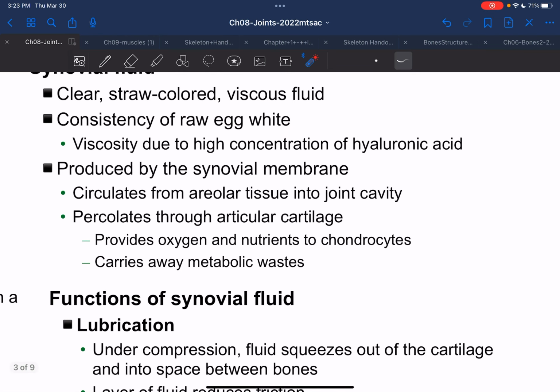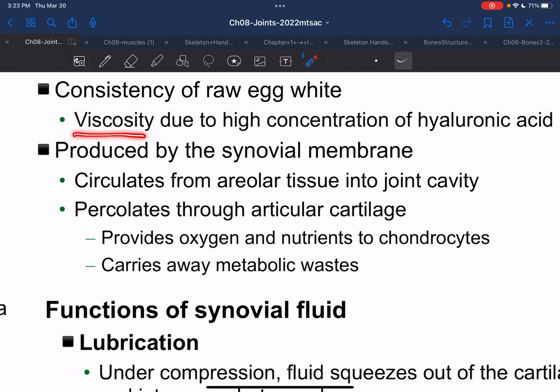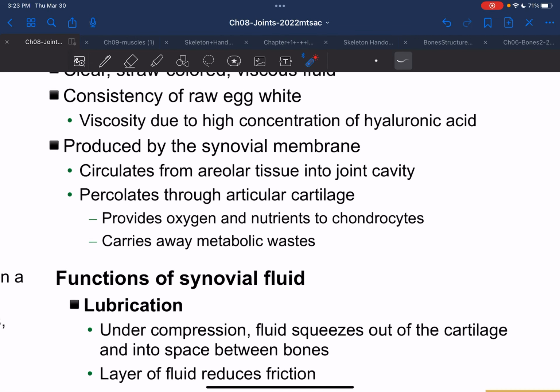And you do not need to know that it's hyaluronic acid. Do not need to know. This is just something that fibrocytes require in order to work, but otherwise, their viscosity is just something you might encounter depending on what field you go into.